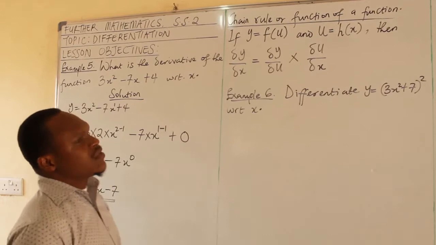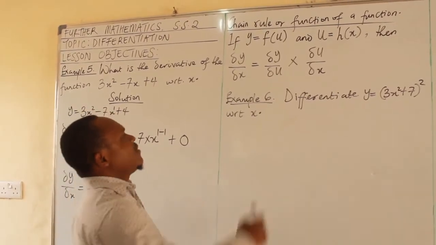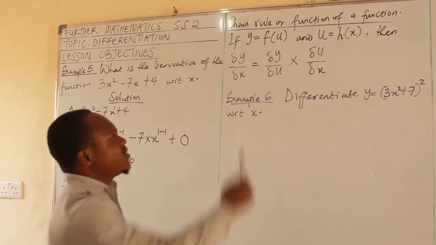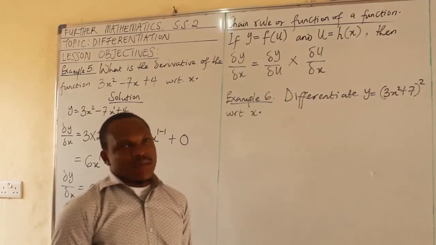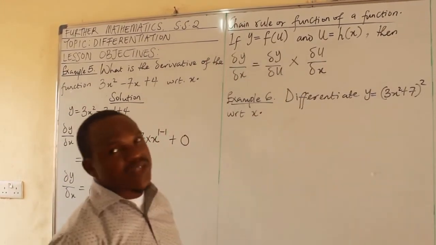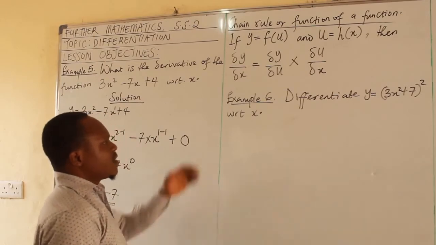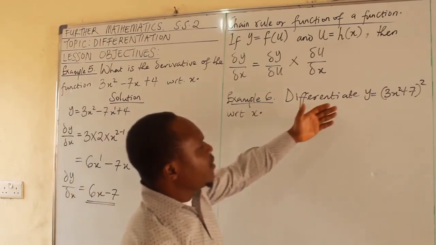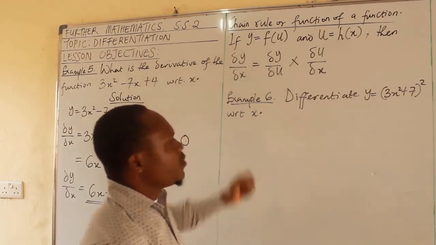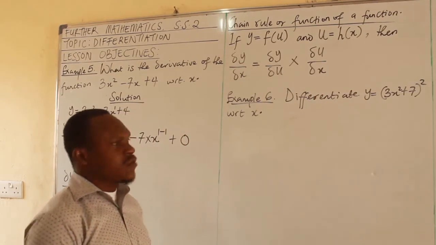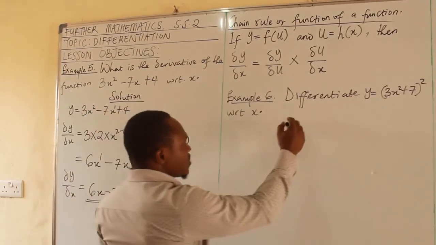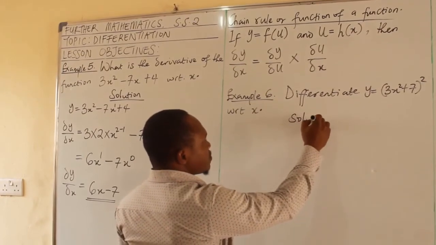Ordinarily speaking, if you look at this, you may easily say, if we divide du by du, it cancels itself out, we'll be left with dy over dx. Now we're going to try to apply what we have here to problem solving. Example 6 says differentiate y is equal to (3x squared plus 7) all raised to the power 2 with respect to x. I'll try to use this example to explain the chain rule. Let's go ahead. Solution.